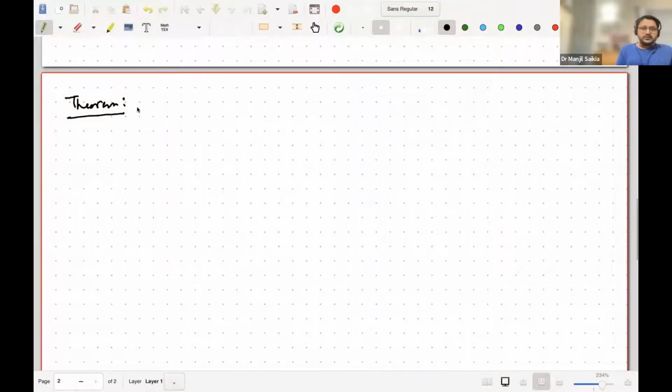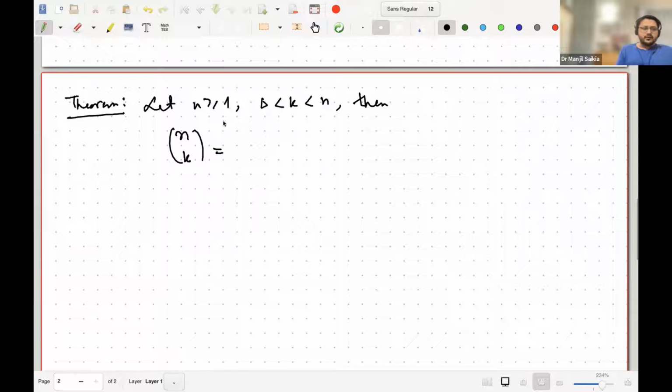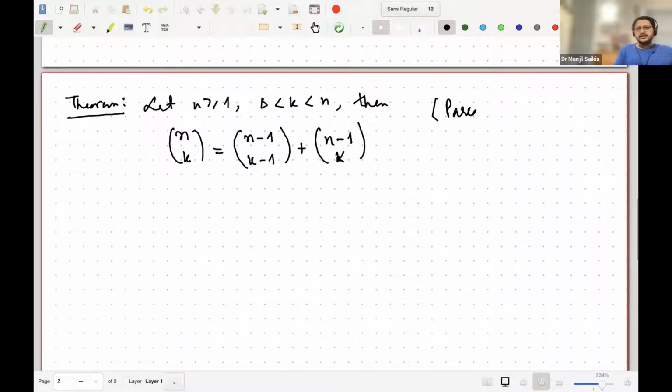So our next theorem is: let n be greater than or equal to 1 and 0 less than k less than n. Then n choose k is equal to a sum of two different binomial coefficients: n-1 choose k-1 plus n-1 choose k. This is actually called Pascal's identity.